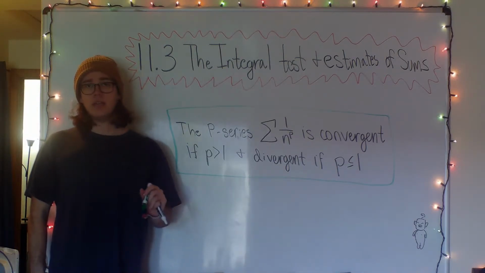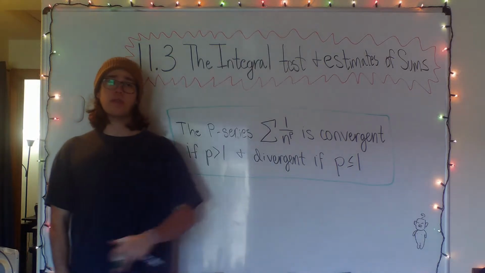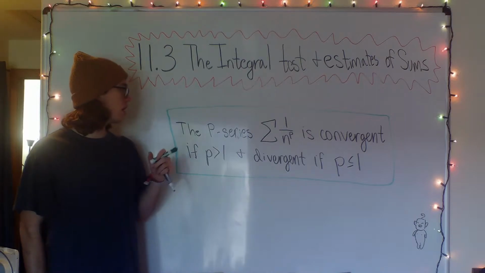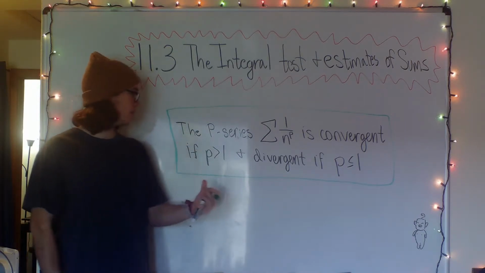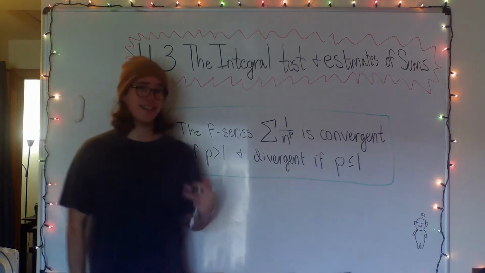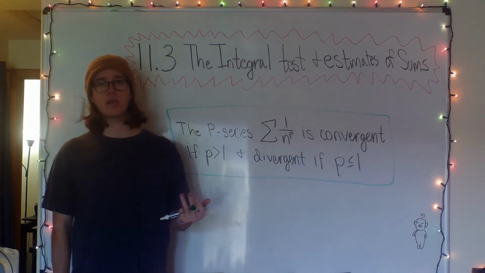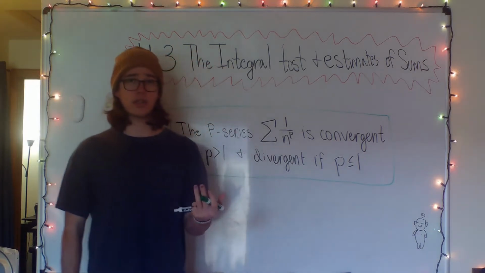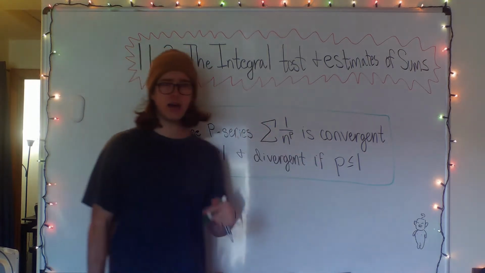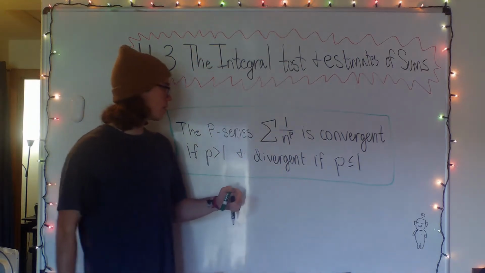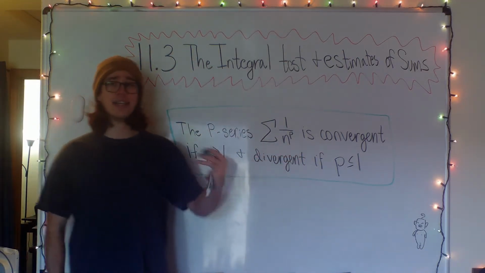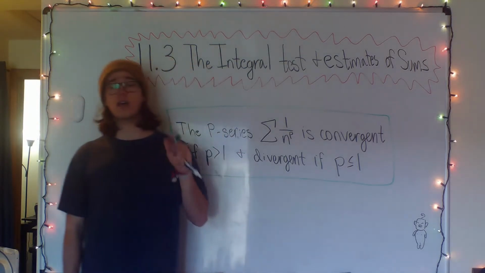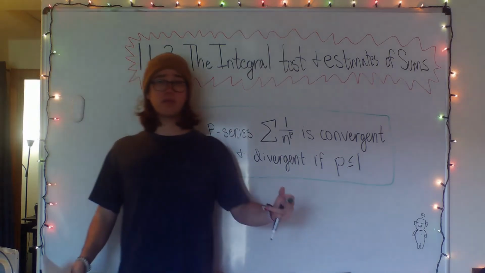One immediate corollary that we get from the integral test is the p-series. The sum of 1 over n to the p is convergent if p is greater than 1, and divergent if p is less than or equal to 1. So we know the sum of 1 over n is divergent, and this p-series test gives us that if p is less than or equal to 1, it's divergent. So if p equaled 1/2, so we had the sum of 1 over the square root of n, that would also be divergent.